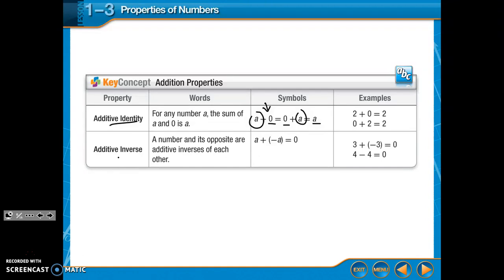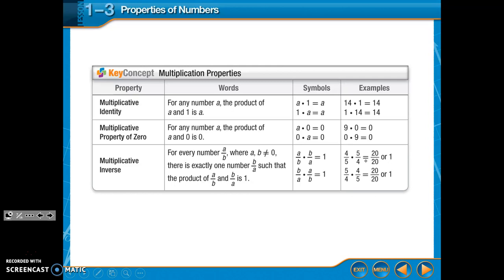The next one is the additive inverse. A number and its opposite are additive inverses of each other. So a, its opposite is negative a. And if you add them, you get the additive identity, which is 0. So a plus negative a is the same thing as a minus a, which is 0. So 3 plus negative 3 is 0. 4 minus 4, which is the same thing as 4 plus negative 4, you also get 0.